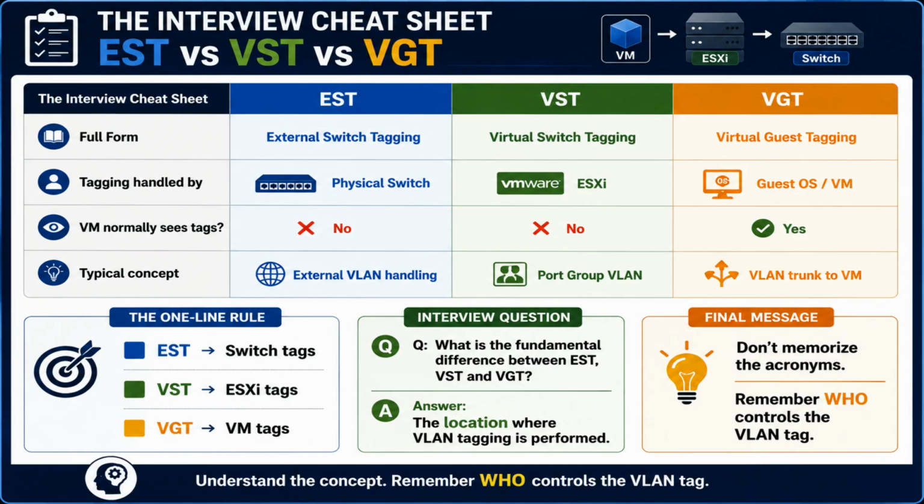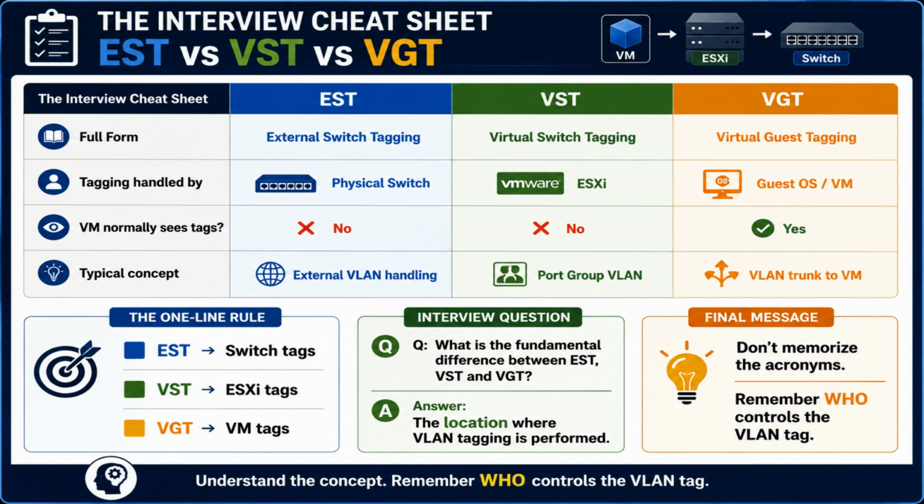Now let's bring everything together. If an interviewer asks you, what is the difference between EST, VST, and VGT, don't start with complicated definitions. Start with the most important concept. Where is VLAN tagging performed? EST means the physical switch handles it. VST means ESXi or the virtual switch handles it. And VGT means the guest operating system or VM handles it.